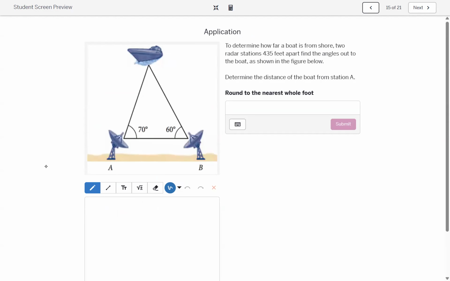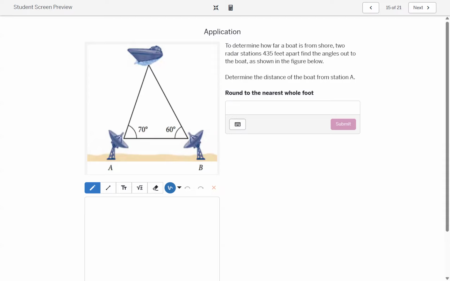All right, so we got one more application question for law of sines. This one is in WebWork. To determine how far a boat is from shore, two radar stations 435 feet apart find the angles out to the boat.